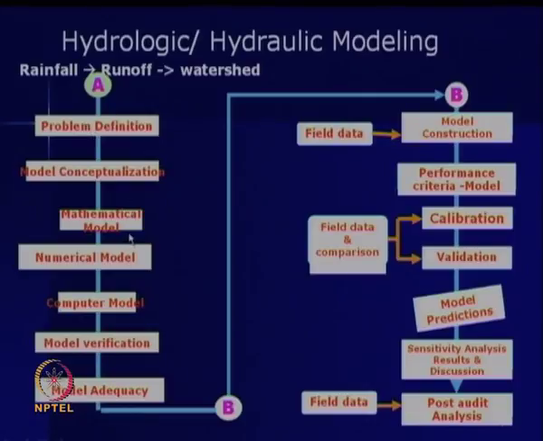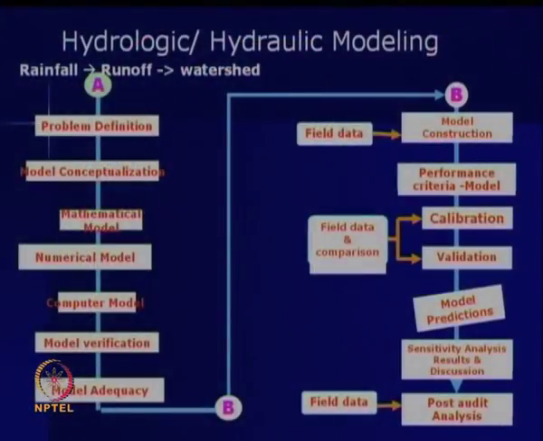Mathematical modeling means we identify the governing equations for that particular system, whether it is fully three dimensional, like the Navier-Stokes equations or the Saint-Venant's equations, or a two dimensional or one dimensional form of these equations. Then, for the given domain which we have already defined as the watershed, we consider the appropriate initial and boundary conditions. So, once all these are defined, our mathematical model is ready.